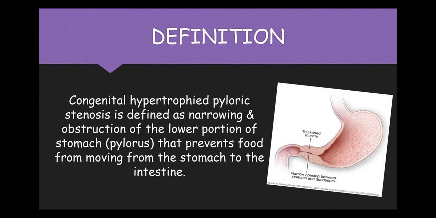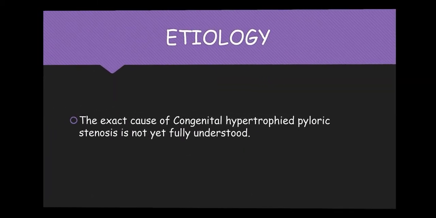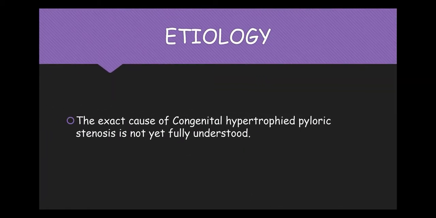So the definition is congenital hypertrophied pyloric stenosis is defined as narrowing and obstruction of the lower portion of the stomach, that is pylorus, that prevents food from moving from the stomach to the intestine. Now the incidence rate, it affects 1 out of every 500 to 1000 live births. Etiology, the exact cause of congenital hypertrophied pyloric stenosis is not yet fully understood.